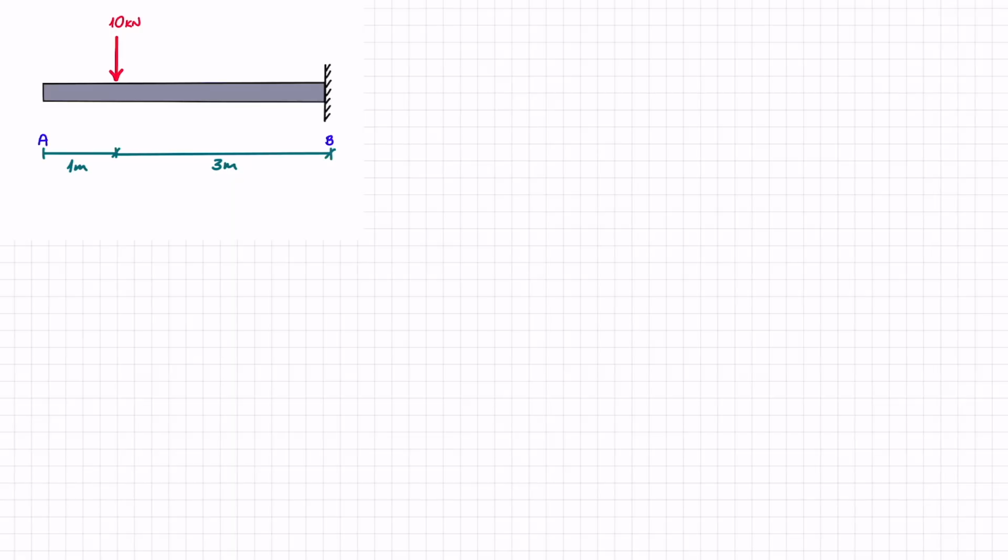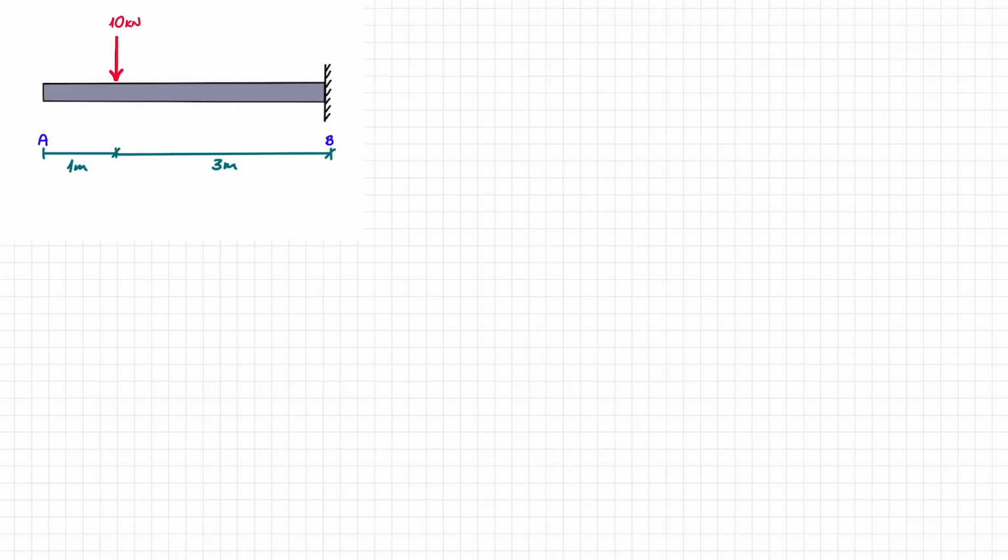So, looking at this beam here, I've got a free end at A, I've got a fixed support at B, and I've got the same 10 kilonewtons at a distance 1 meter from A. Looking at B, I can see that this is a fixed support. That means that there are 2 unknown force reactions and 1 unknown moment reaction. 3 unknowns in total, however we also have 3 equations of equilibrium in 2D, therefore the number of unknowns equals the number of knowns, and we can solve this.